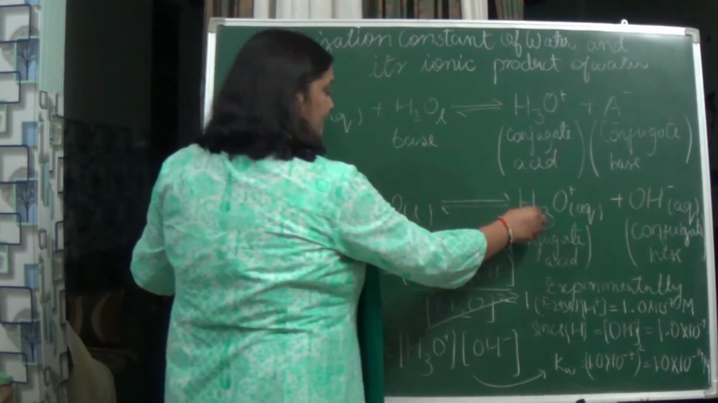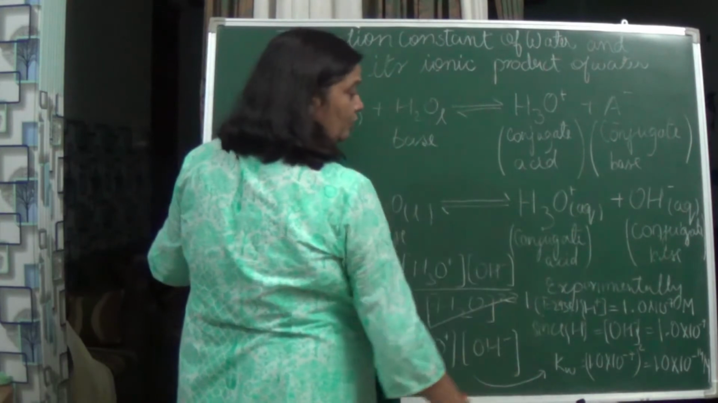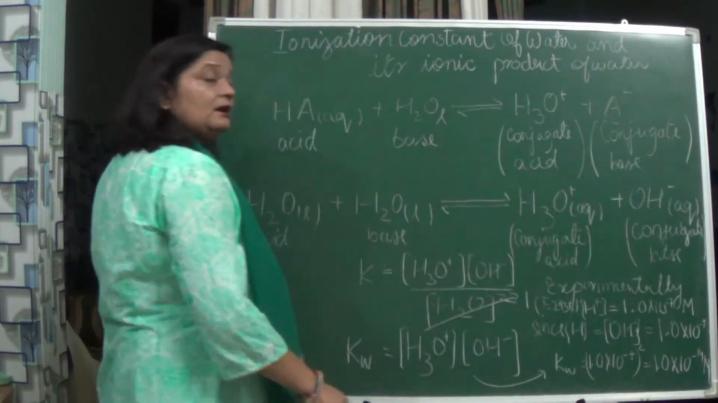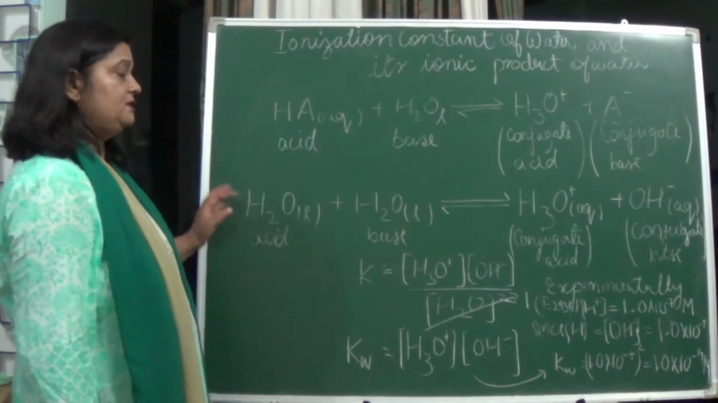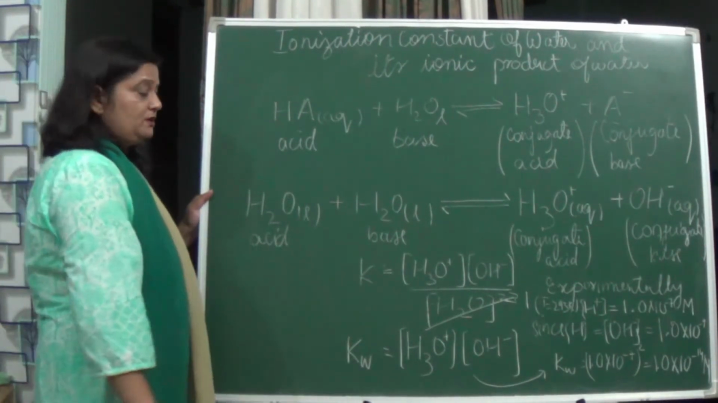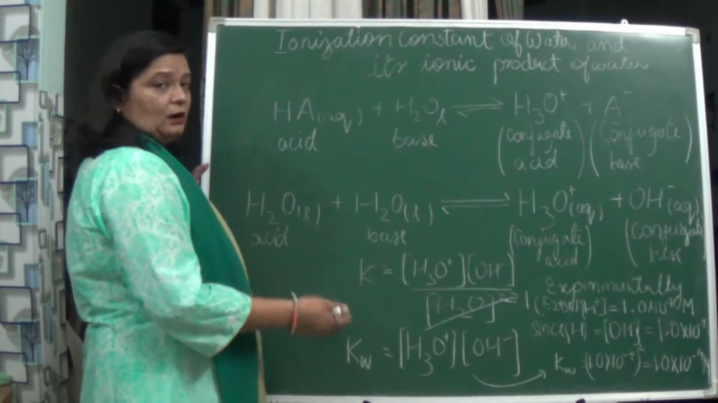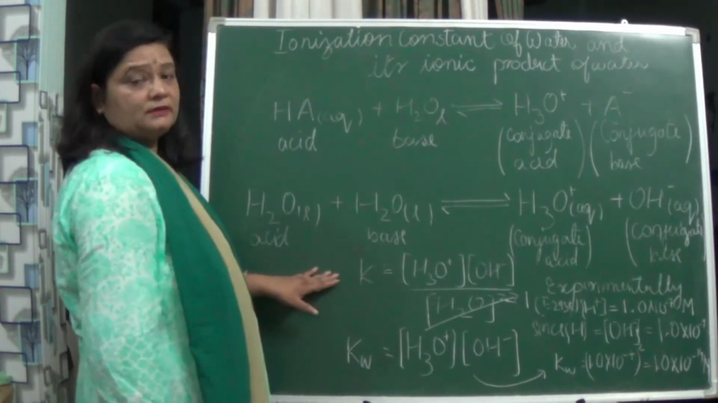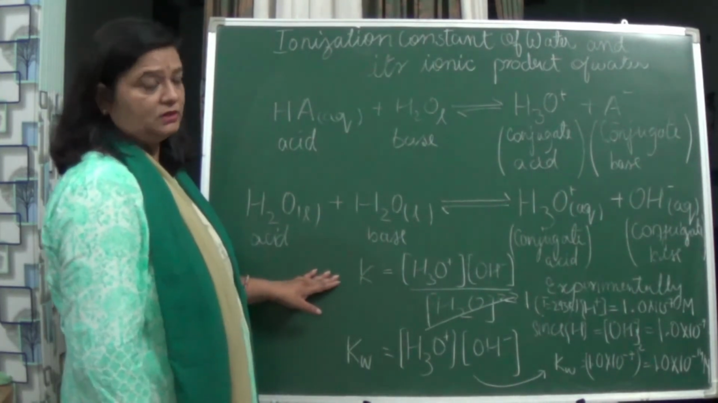So when we are getting H3O plus, it is what? A conjugate acid. And if we are getting OH minus, it is a what? A conjugate base. Okay. So here, if we want to take out this ionization constant, we can write K, and you all know how we take out this equilibrium constant. Like that we will be taking out the ionization constant also.